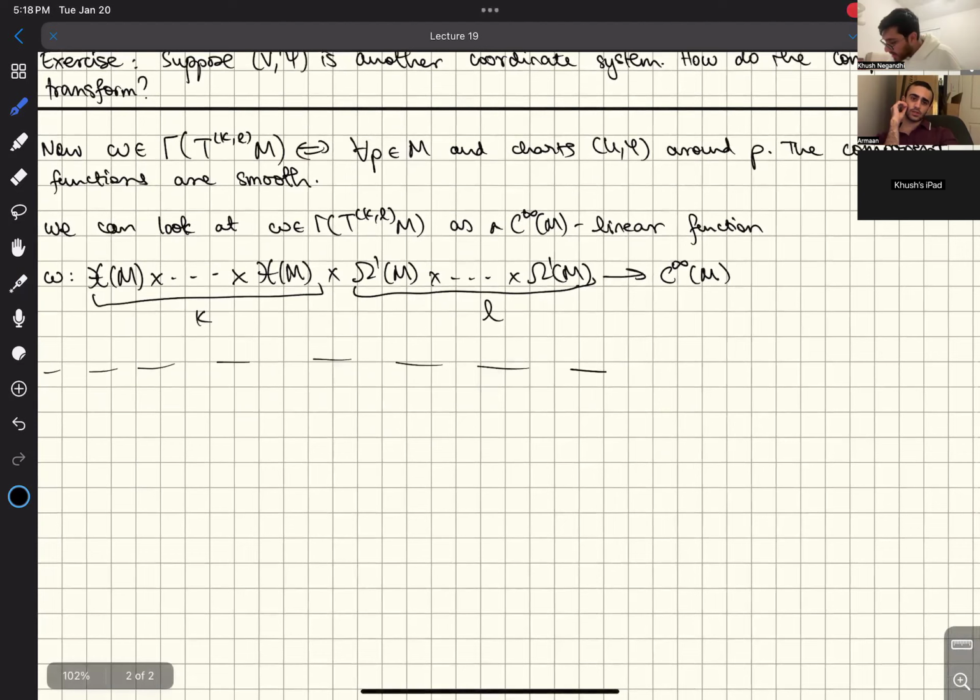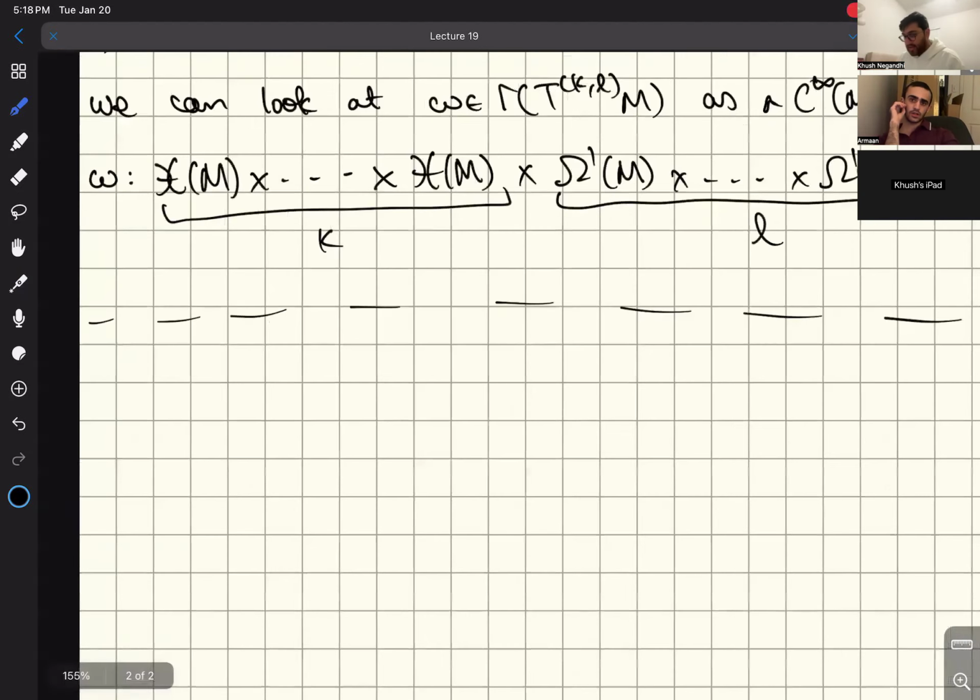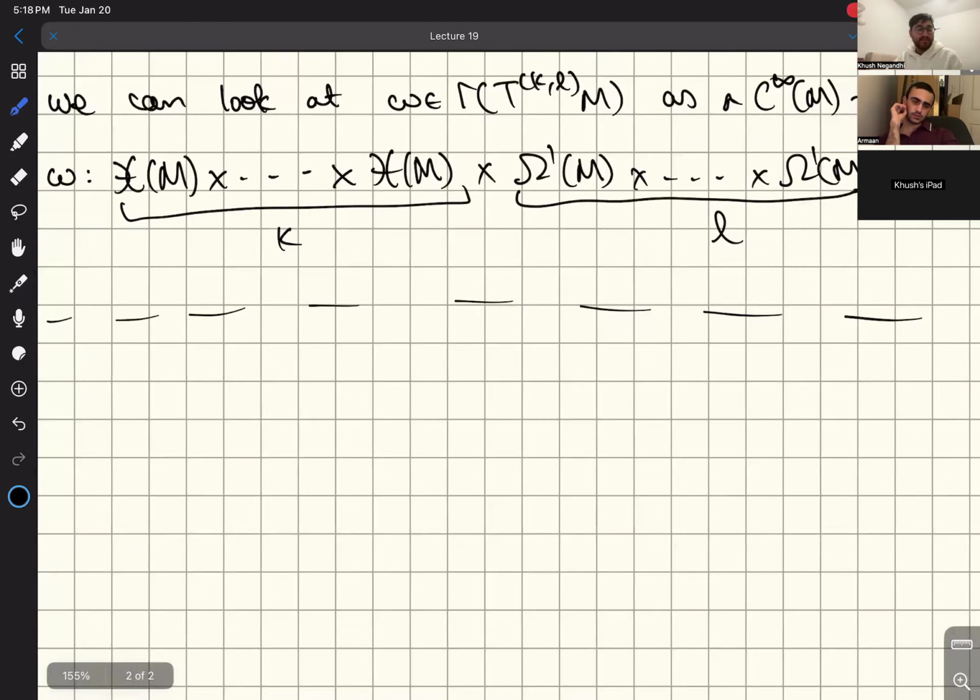Do you want to introduce it? Because I have to leave at 5:30. Okay, so I'll just talk about this one thing. The next thing in my notes anyway is examples of tensor fields and why we even care. Okay, let's go over examples quickly.